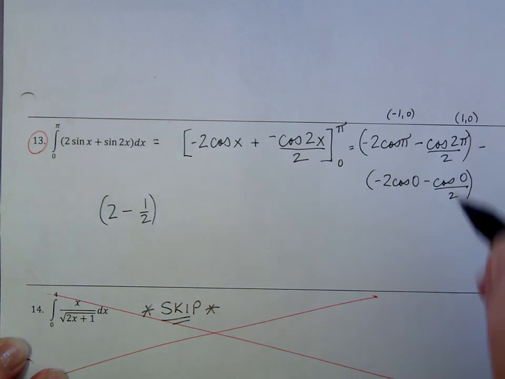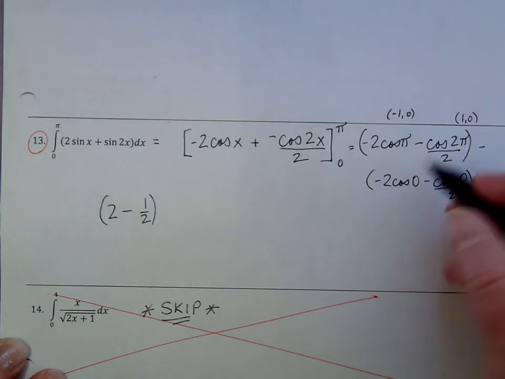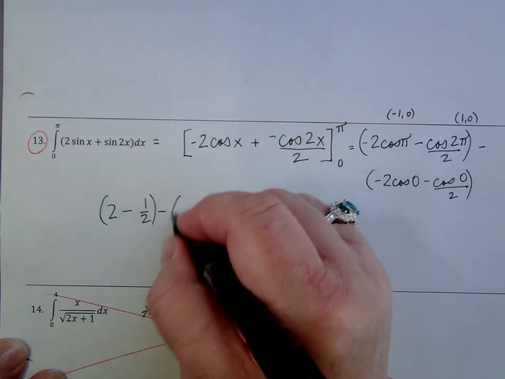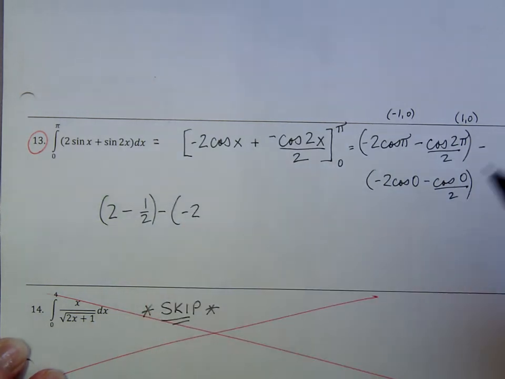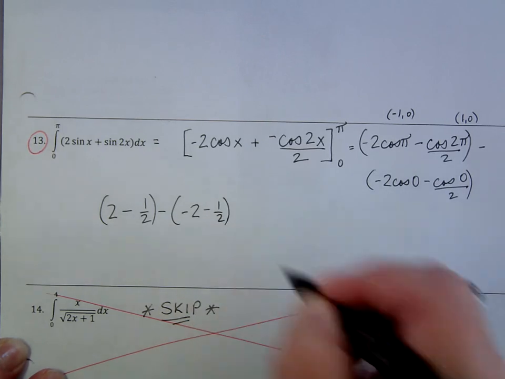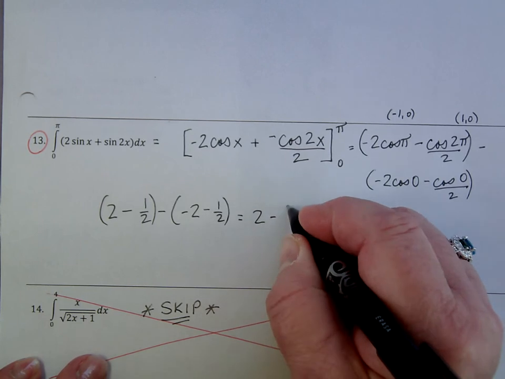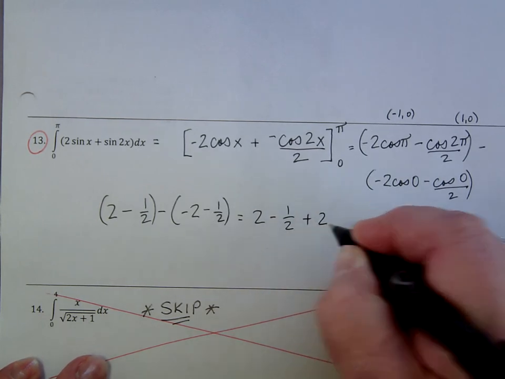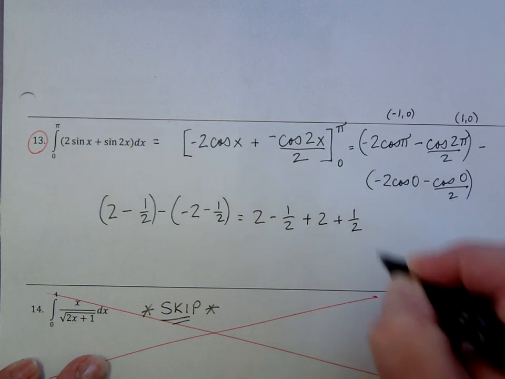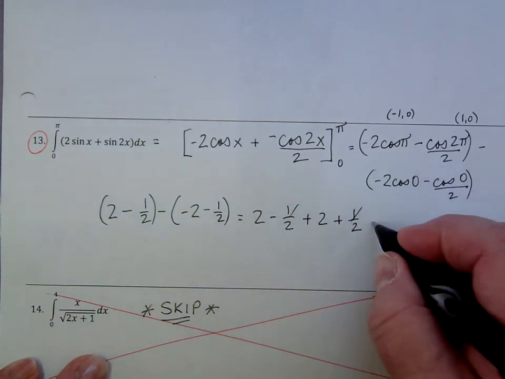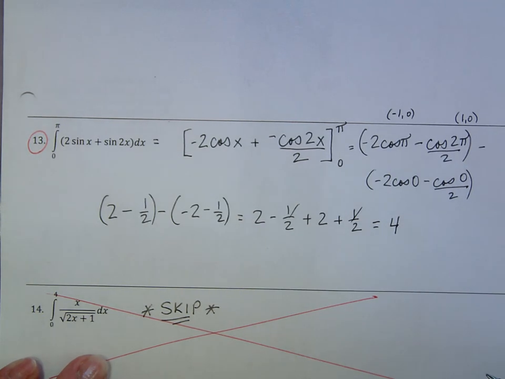If I go to 0, well, 0 has the same coordinate here. So cosine of 0 is 1. Negative 2 times 1 is negative 2. And this one's kind of nice too because 0 is still this coordinate. It's a 1, so it's a minus 1/2. And if I put all these lovely things together, I have 2 minus 1/2 plus 2 plus 1/2. Because I have a negative half and a positive half, they cancel each other out, and I no longer have fractions. And look at that, 2 plus 2 is 4.